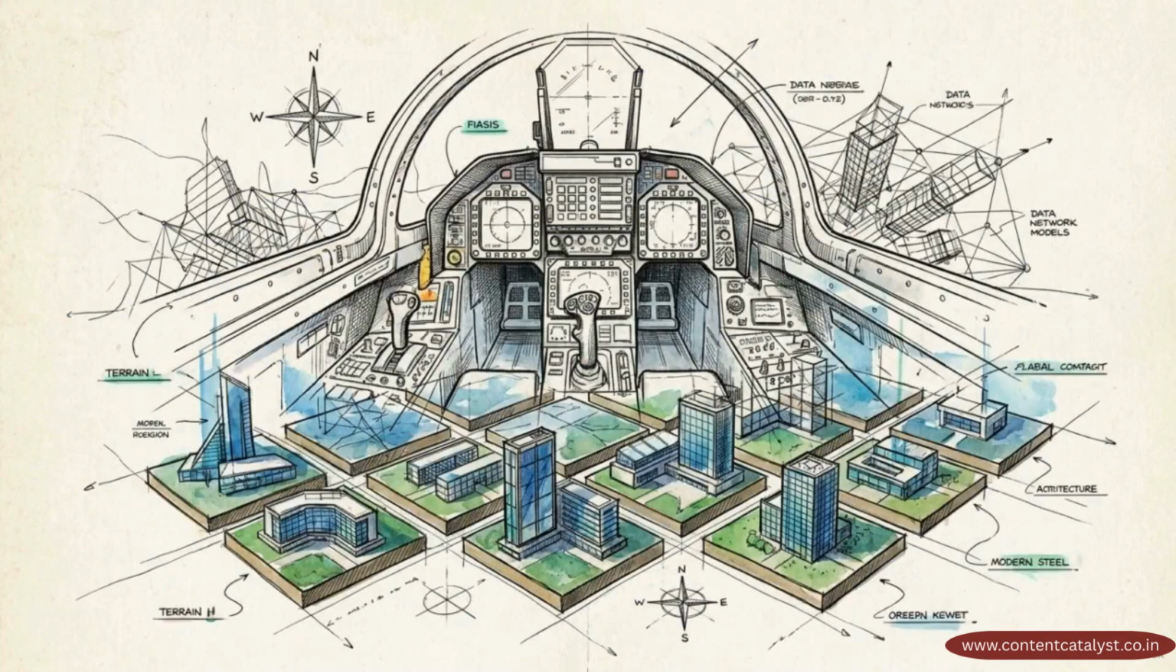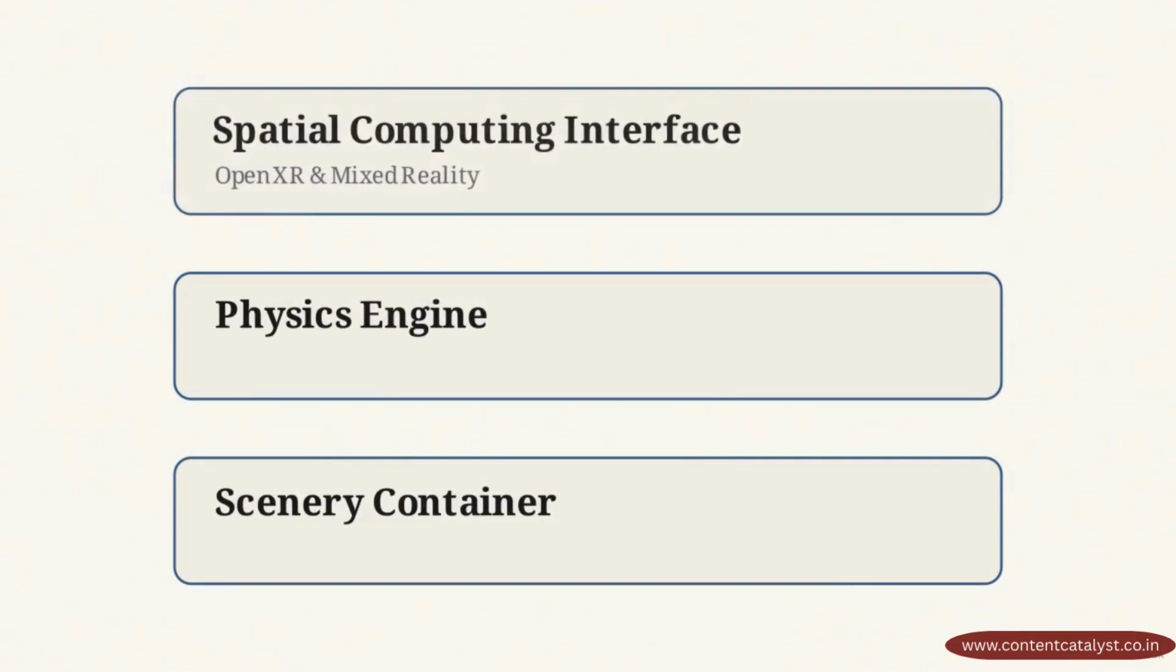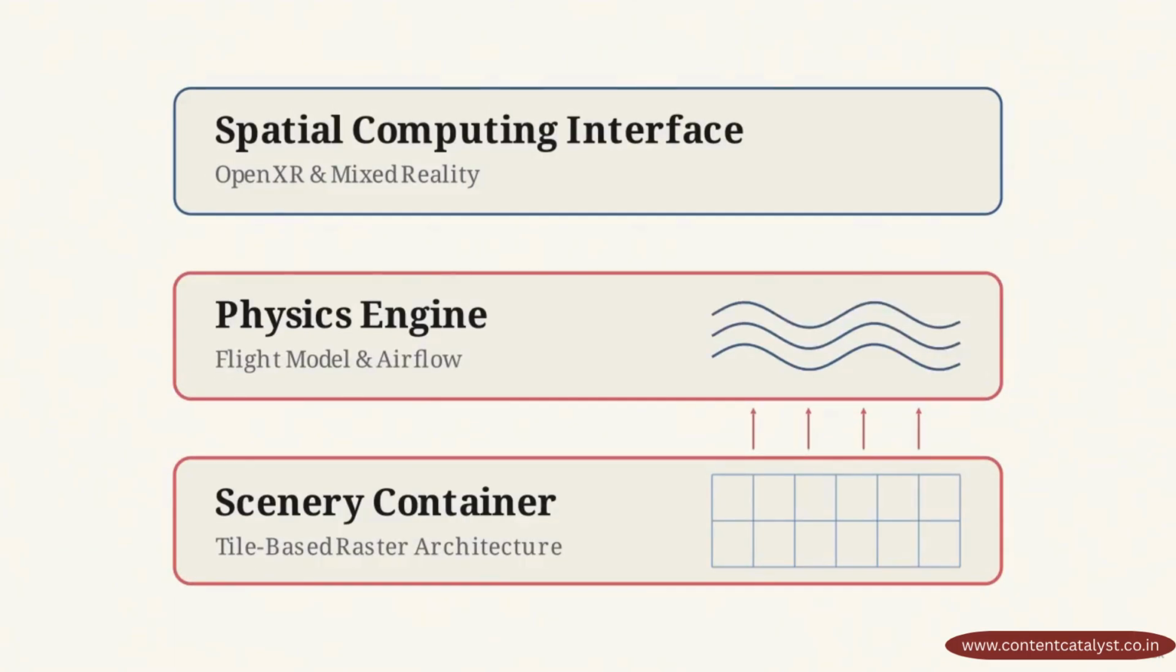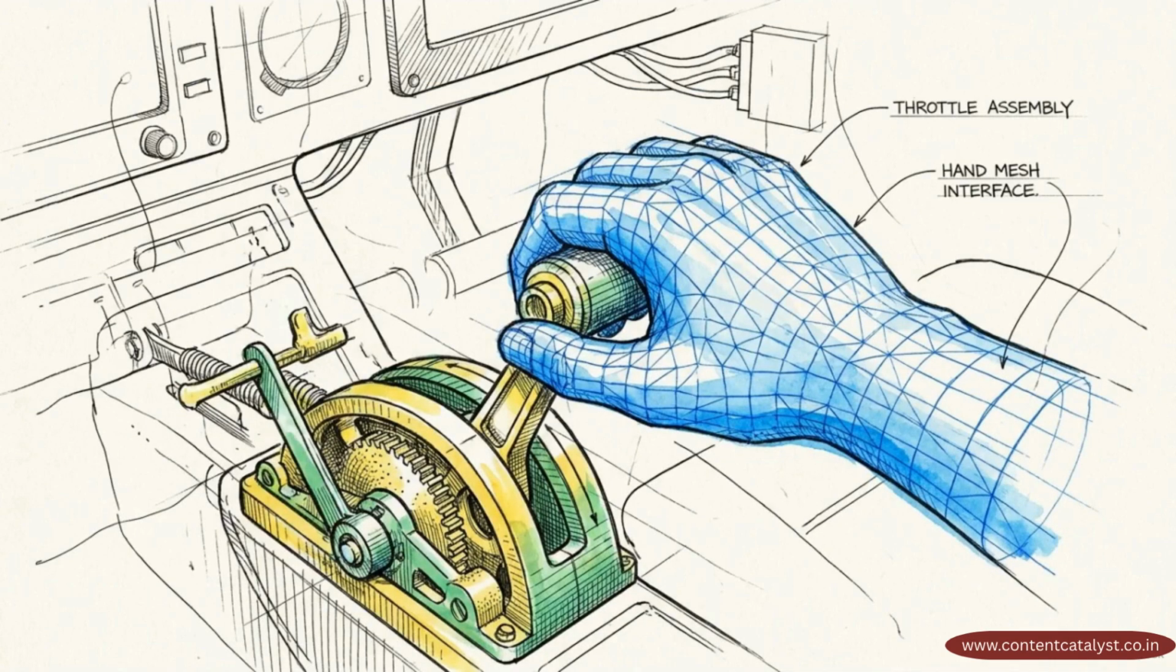Laminar Research recognized this dead end. With X-Plane 12, they are abandoning legacy data containers in favor of rewriting the simulator's entire foundational infrastructure. Understanding this evolution requires looking at the simulator as three dependent layers: a scenery container, a physics engine, and a spatial computing interface. The data container dictates memory availability, which dictates how fast the physics engine can calculate airflow, which determines how accurately the pilot can physically interact with the virtual cockpit.